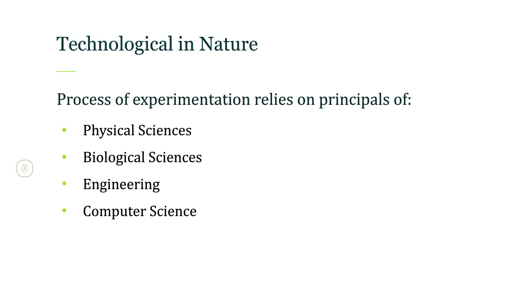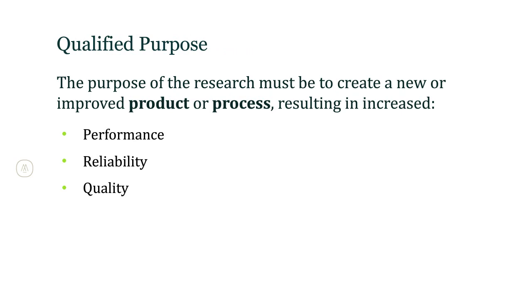So next up, the activities need to be done for the purpose of creating a new or improved product or process. So there's two parts to that to break down. We're looking at both new product development or improvements to existing products to the extent that you're trying to increase things like performance, reliability, and quality. But we're also looking at process development, and that is really manufacturing process development. So if you're trying to develop a process to successfully manufacture some type of new product, that very commonly can qualify for the credit as well.